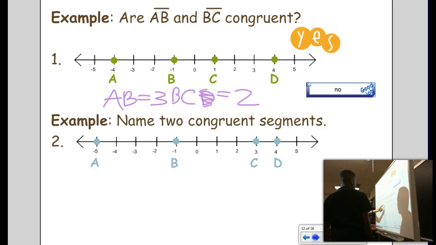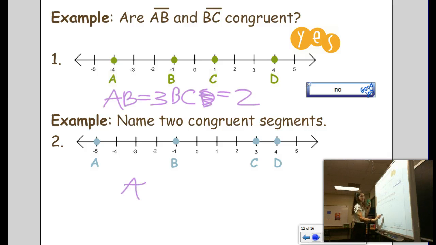3. 4, 5. Oh, so you're counting the spaces. 1, 2, 3, 4. So AB and BC. Very good, Elijah. Thank you. AB does equal BC. So those are our congruent segments. And if we wanted to use the congruent symbol, then we would just need to put segments on top of them like that. So we just named the congruent segments right there.